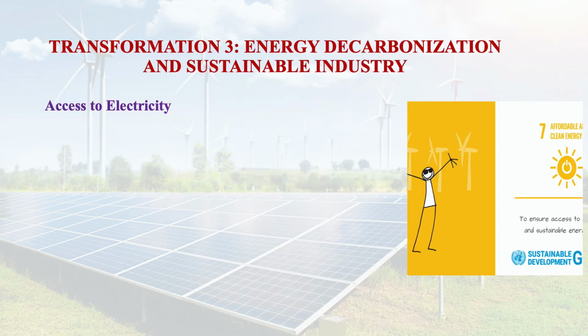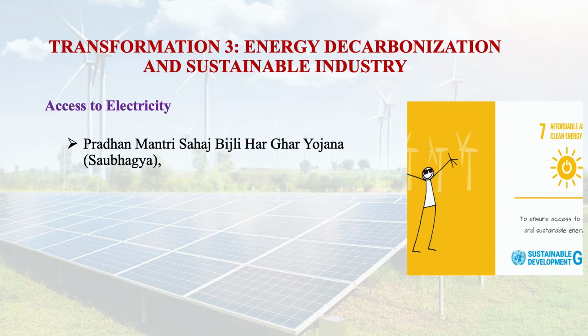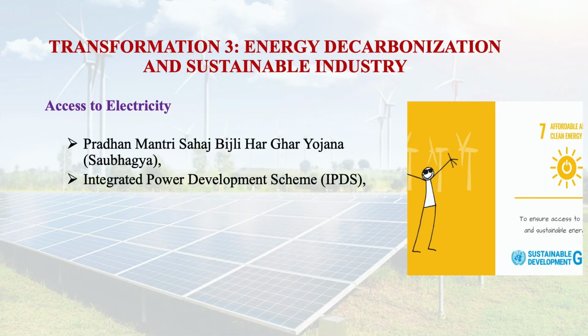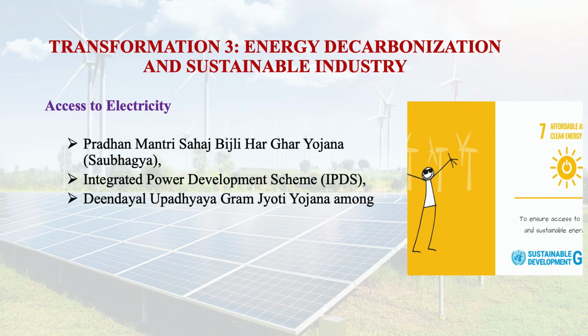So if you look into our country's progress in achieving this Goal number 7, we are going well, and the reason behind that is, for example, if you look into access to electricity, we have a number of targeted programs like Pradhan Mantri Sahaj Bijli Har Ghar Yojana, Saubhagya Yojana, that aim explicitly at saturating electricity connection in all households. And assistance is also provided through various schemes, such as the Integrated Power Development Scheme and Deen Dayal Upadhyaya Gram Jyoti Yojana, for improving transmission and distribution network and services.